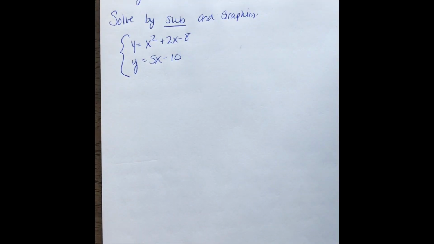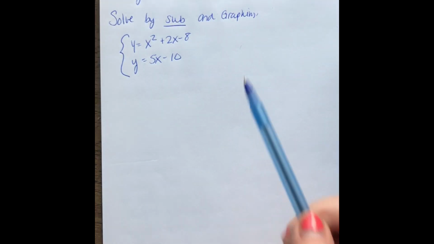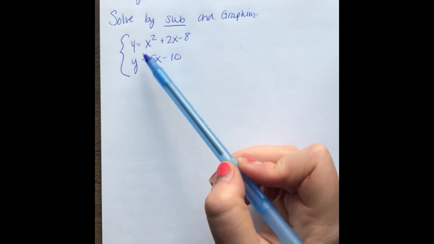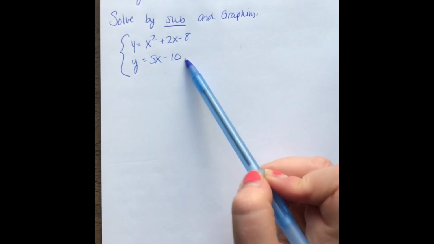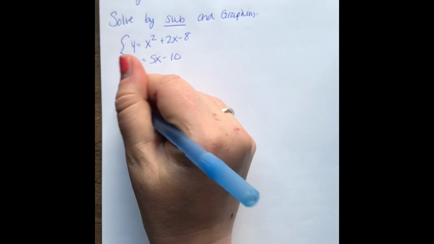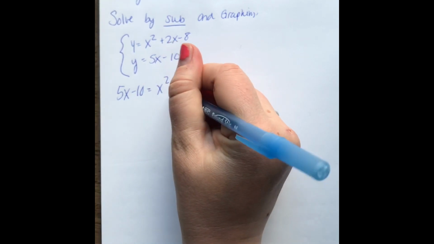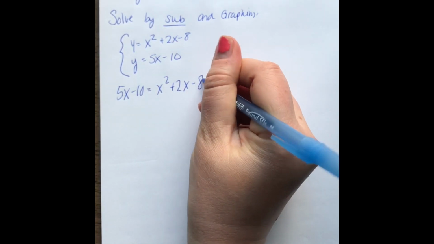Our next example, we're going to first solve by substitution and then check our work by graphing. So substitution is when you take a letter by itself and then you're going to substitute it back in. So since y is equal to 5x minus 10 here, I'm going to take y out of this equation and plug that in. So now we have the equation 5x minus 10 is equal to x squared plus 2x minus 8.